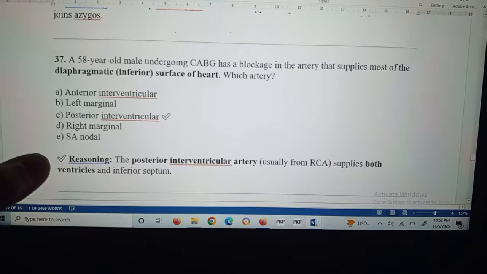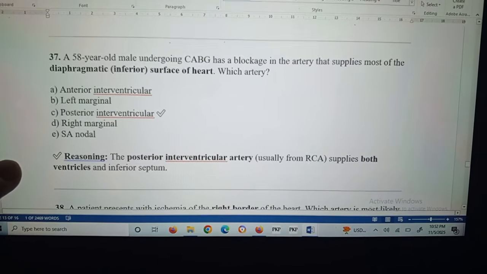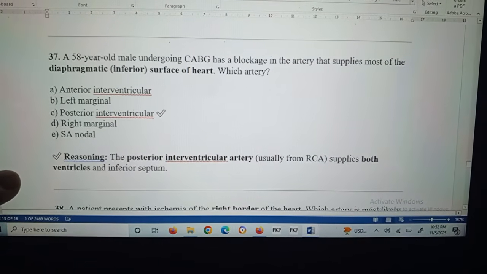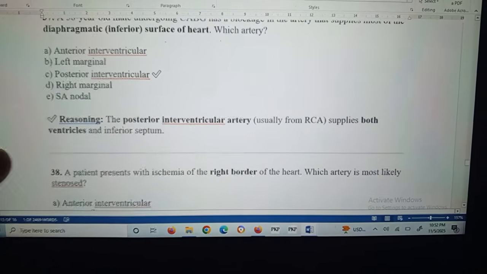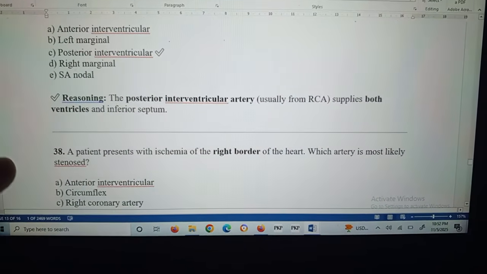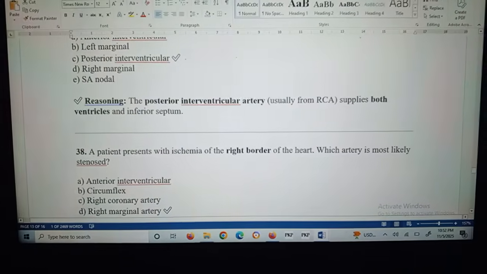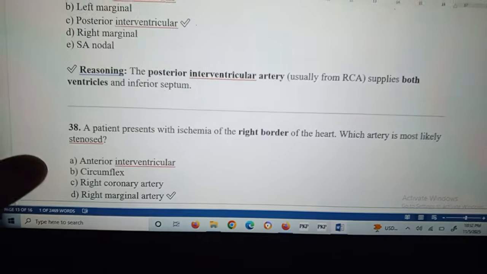37. A 58-year-old male undergoing CABG has a blockage in the artery that supplies most of the diaphragmatic inferior surface of the heart. Which artery? Obviously posterior interventricular artery, which we have already discussed, that supplies both ventricles and the inferior septum.